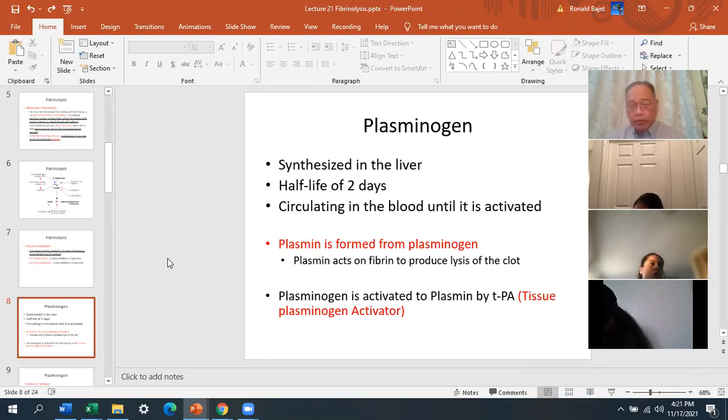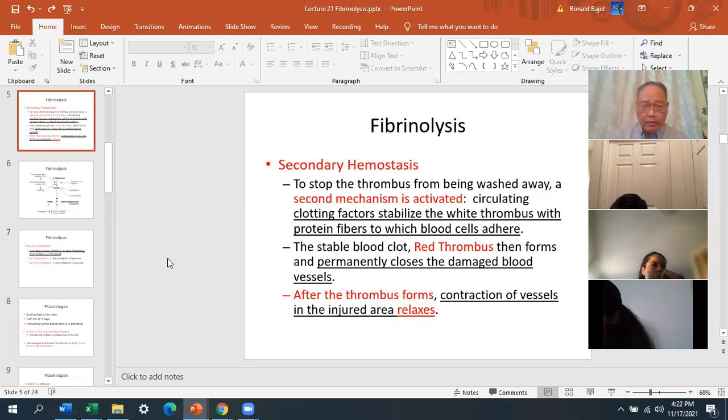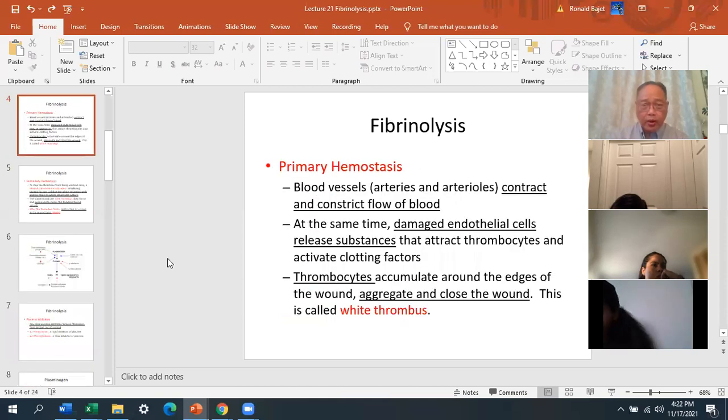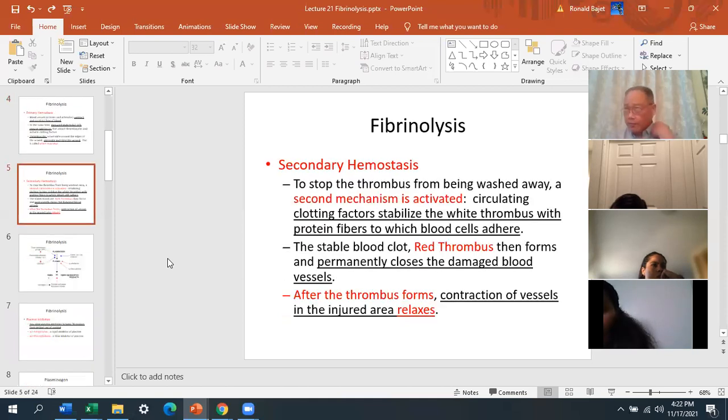The platelets will arrive first, and then after the platelets, the activated factors will arrive. The activated factors will go through the coagulation cascade and form the fibrin. You get the fibrin meshwork, and that's when you get your white thrombus. Is it the white thrombus? Right, first it's white, and then it's red, okay?